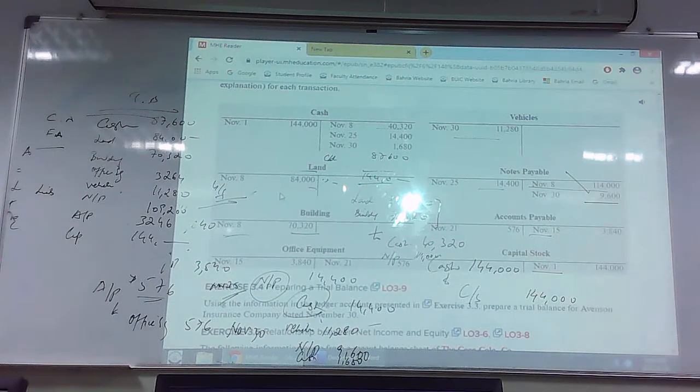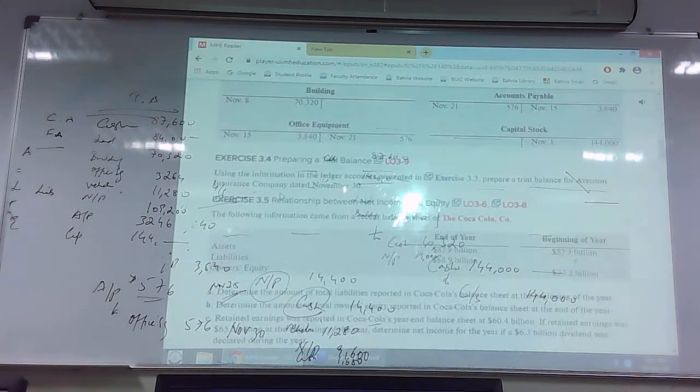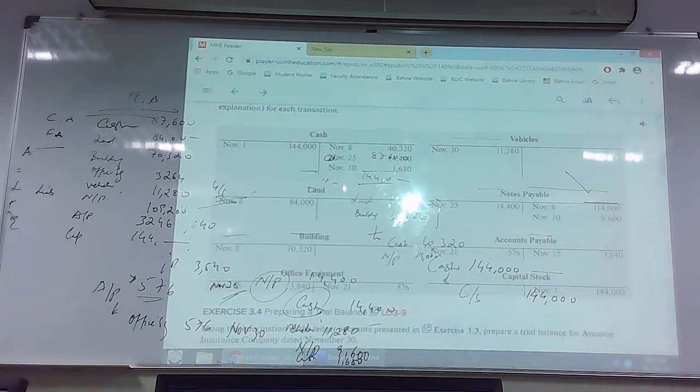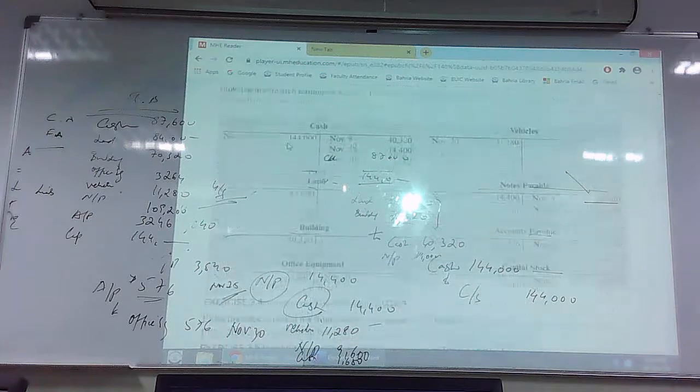But you need to look at these in a broader perspective, that you might have to prepare the trial balance instead of it being given to you. And this was actually 3.4, part of 3.3. Okay, so now this is 3.3, 3.4.